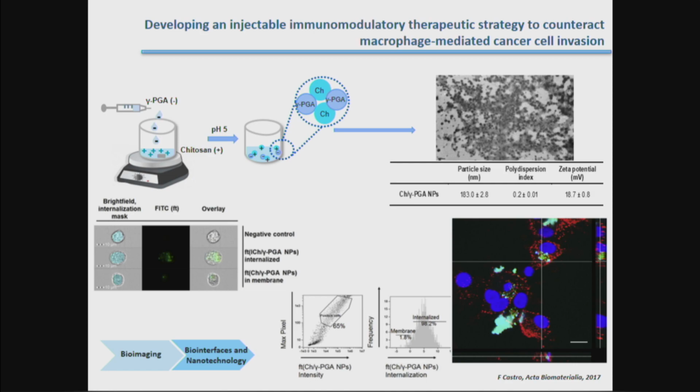And these nanoparticles were extensively characterized, and through the biointerface nanotechnology and also bioimaging platforms, we could identify the particular size of these nanoparticles, also their charge, showing that they have a positive charge, which is important for the engulfment into cells. And we demonstrated through confocal microscopy that these nanoparticles were internalized in the macrophages, but also in dendritic cells.